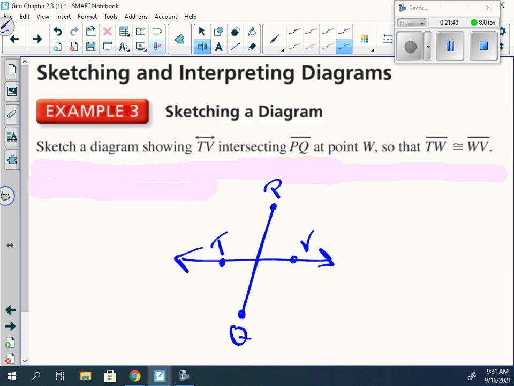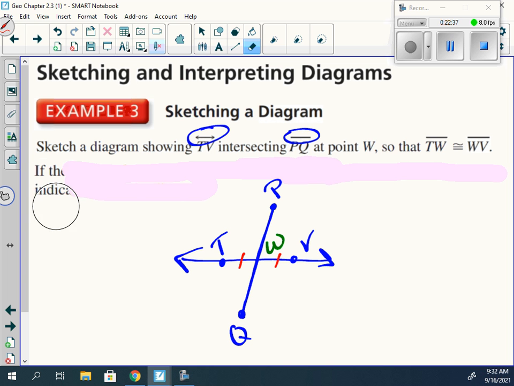We know that TV will continue on past those points and have arrows because it is a line. PQ will not because it is a segment. And we know that from the symbols above them. So we did sketch a diagram where TV is intersecting PQ at point what? So I labeled the point of intersection, right next to it, I'm going to put W. Is that it? What else did it ask for? Because we did cover this a little bit, but if we draw those little hash marks, we're saying that it is congruent.